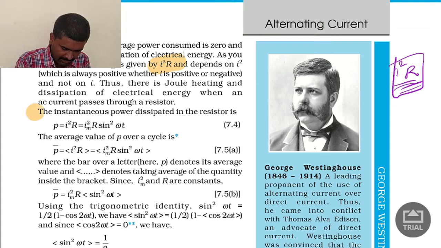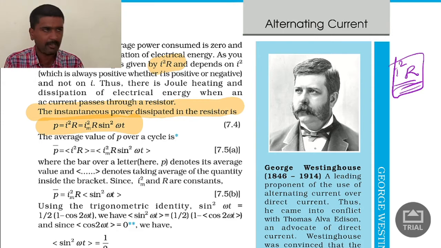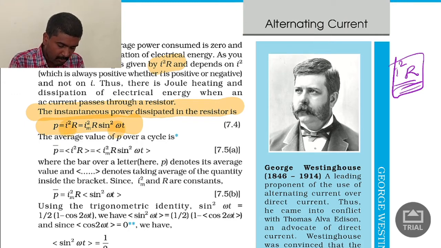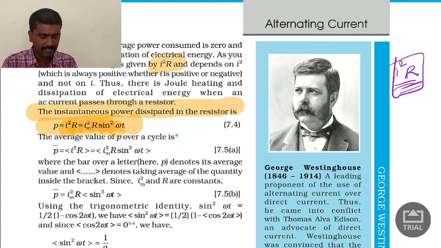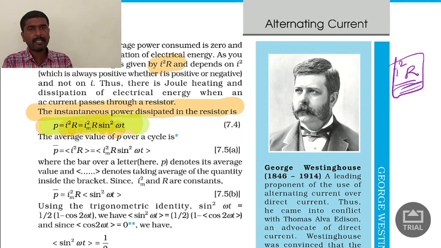Now the instantaneous power dissipated in the resistor is P equals I square R. I is given as Im sin omega t. Then Im sin omega t whole square is Im square sin square omega t, and R is there. So now I get the equation: P equals I square R, that is Im square R sin square omega t.